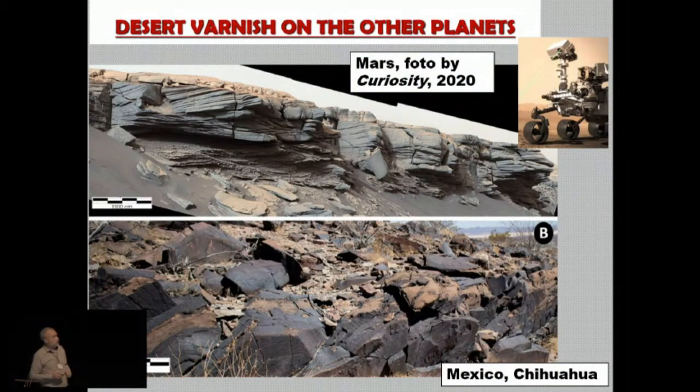An interesting aspect is that these objects appear not only on the Earth's surface, but also on other planets. The Curiosity mission documented them on Mars' surface. And look how similar they look there on Mars, compared with the desert varnishes of Sonora. So, desert varnish as a possible object for soil classification.